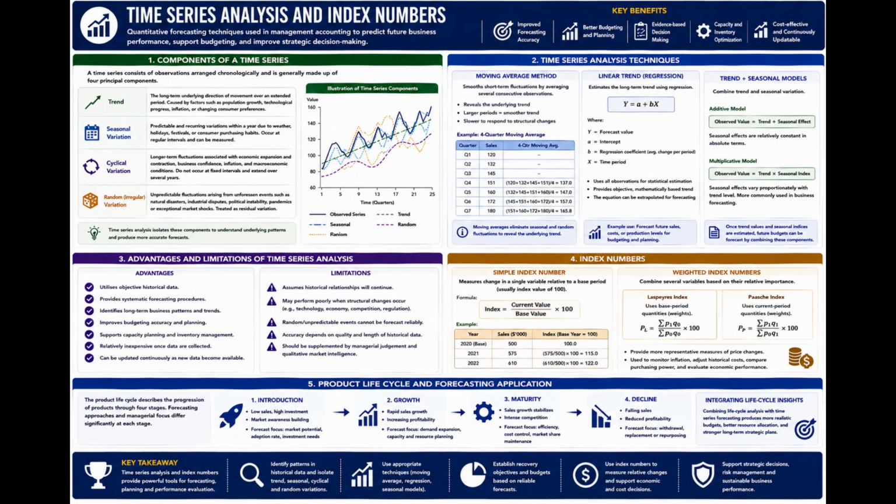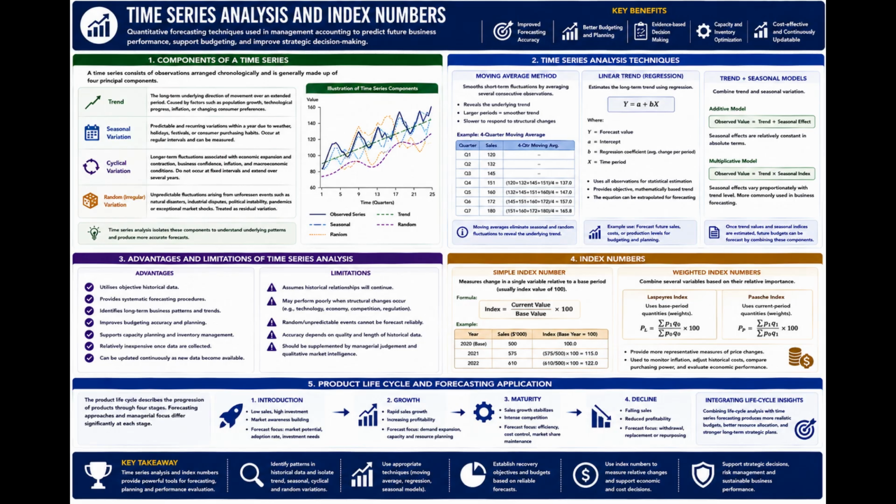A simple index number measures the relative change in a single variable, whereas weighted index numbers combine several variables according to their relative importance. Two widely used weighted indices are the Laspeyres index, which uses base period quantities as weights, and the Paasche index, which uses current period quantities as weights. These indices provide more representative measures of price changes by recognizing differing expenditure patterns across multiple goods and services.